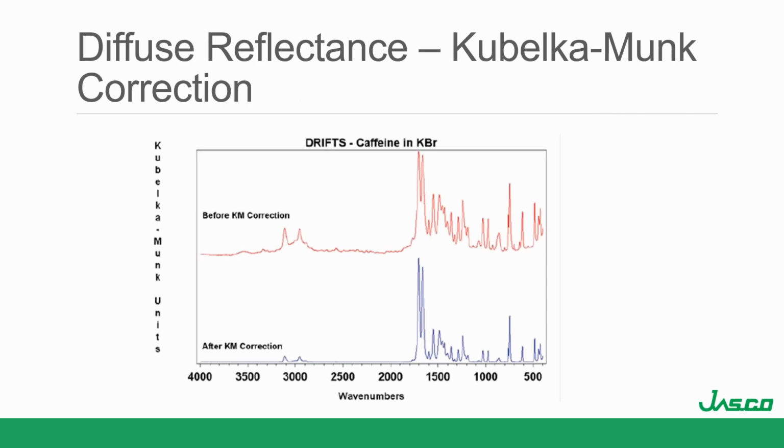This has a small issue where, as the wavelength changes, the spectrum changes with wavelength. So relative to the transmission, it looks different. So what you do is you go through a Kubelka-Munk transformation, which changes not the position, but just the relative intensities of these. And that comes out as KM units.